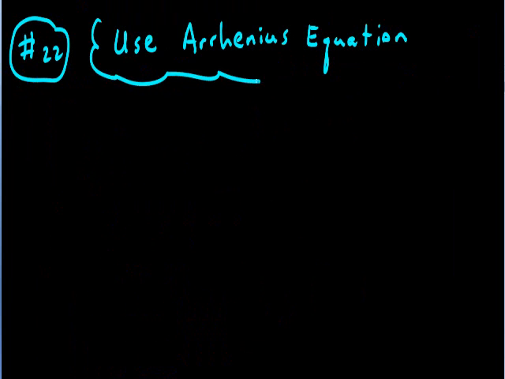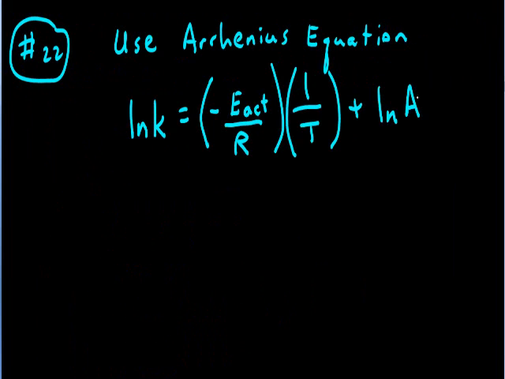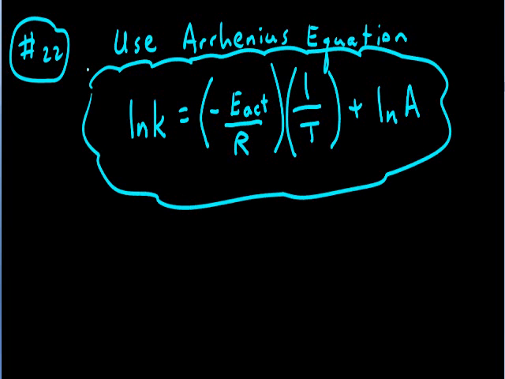For number 22, we're going to use an equation which is known as the Arrhenius equation. Now this is one particular form of the Arrhenius equation in which we take the natural logarithm of our rate constant k. It's equal to negative energy of activation divided by our R value, the gas constant R, and then 1 over our absolute temperature.